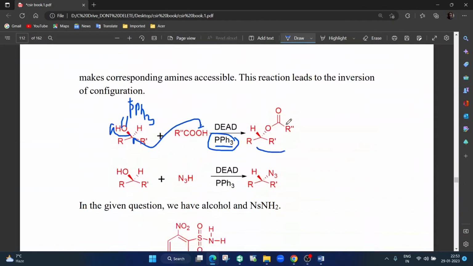Please see here what happens: you are getting an ester. Generally what we would think is that this OH will attack some acid halide or acid anhydride, but here we directly use the acid, and because the oxygen is leaving, we get inversion of configuration. Similarly, it can be used for other reactions, for example azide formation also occurs. The mechanism is not very important from the competition point of view; you just have to understand that reversal of configuration happens. Why? Because O attacks PPh3 and leaves as POPh3.